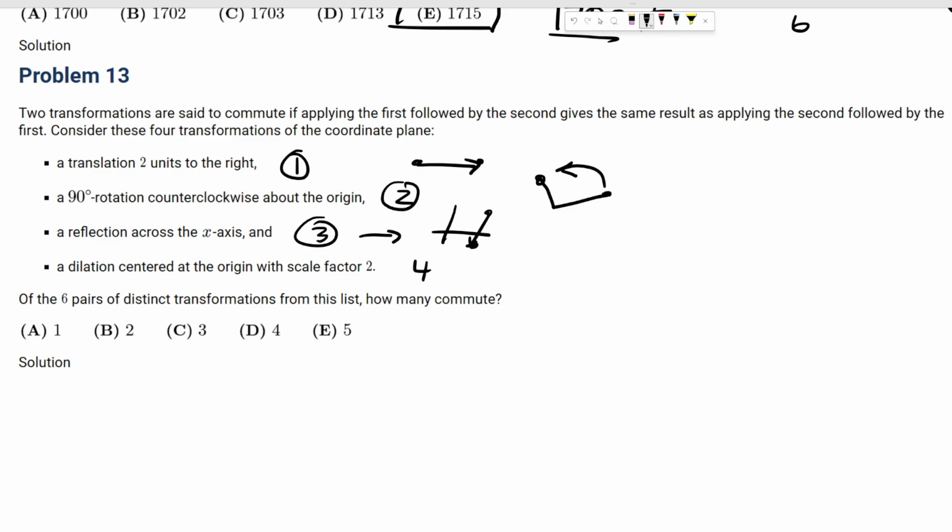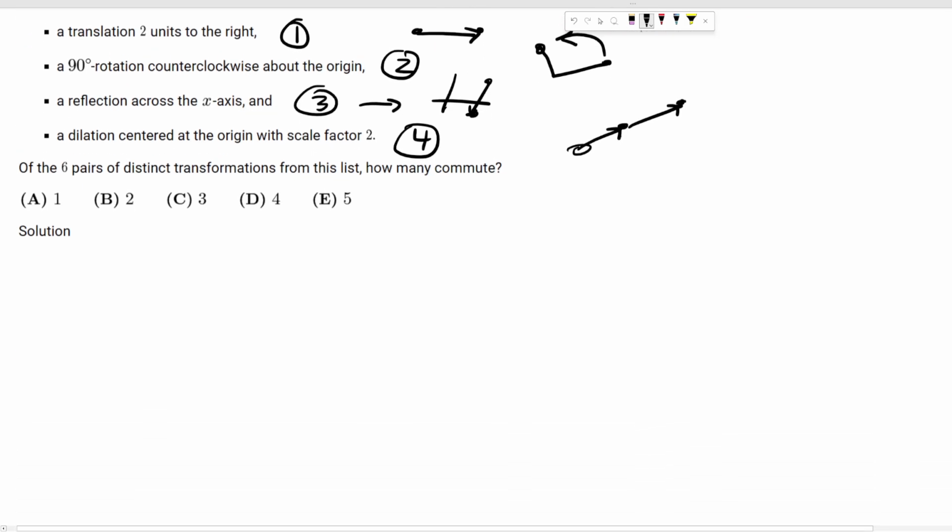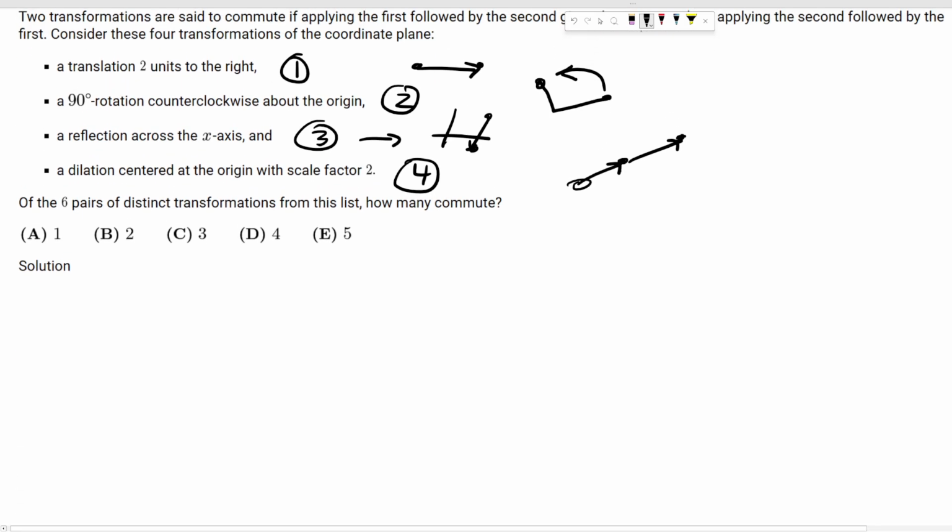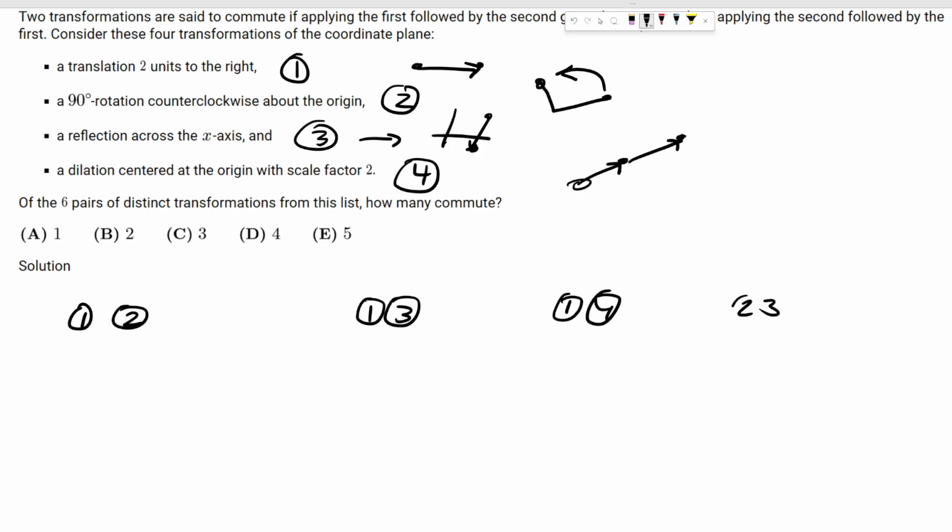And we'll call this one transformation 4, which is a dilation centered at the origin with scale factor 2, which basically means we just stretch it away 2 times away from the origin. It's asking how many pairs of these commute. So let's just list them out, right? We have 1 and 2, 1 and 3, 1 and 4, 2 and 3, 2 and 4, and 3 and 4.